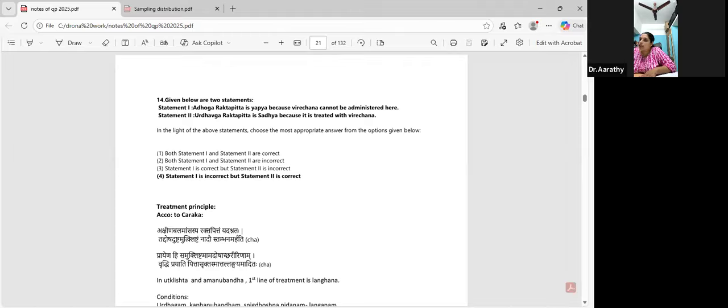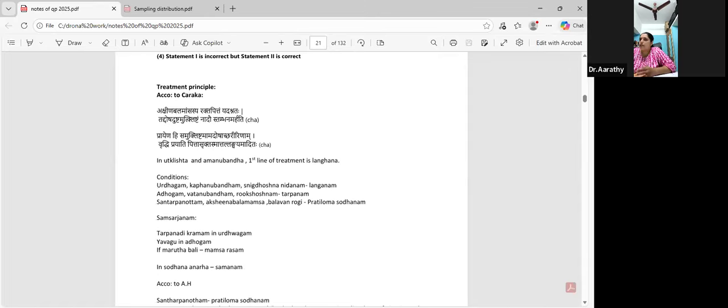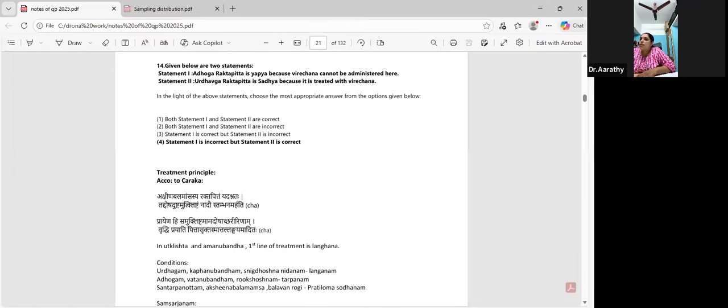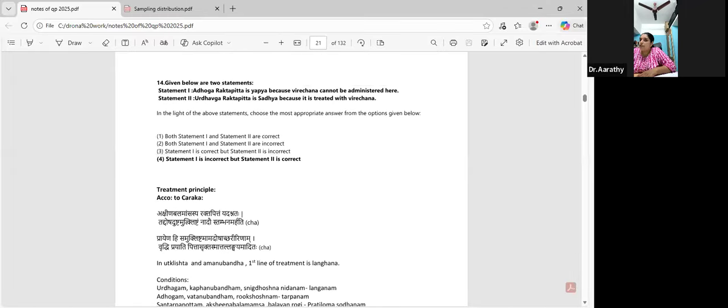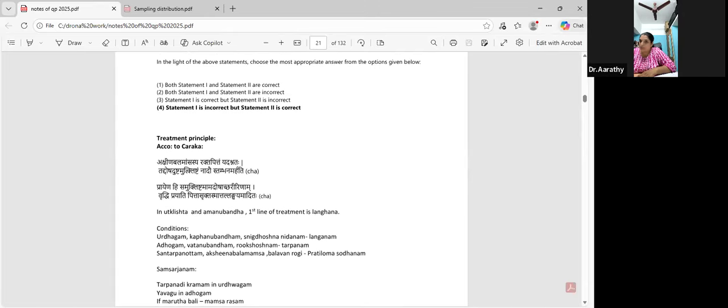And statement 2, the reason mentioned is that Urdhoga Raktapitta is Sadhya because it is Virechana Sadhya and more numbers of Aushadhas are mentioned in that. So that is how the second statement is correct, but the first statement became wrong because the reason given is Vamana Sadhyatvat and Alpa Aushadhatvat, not Virechana Asadhyatvat. Okay, so that is the difference. This shows the importance of the actual phrases mentioned in the shloka.